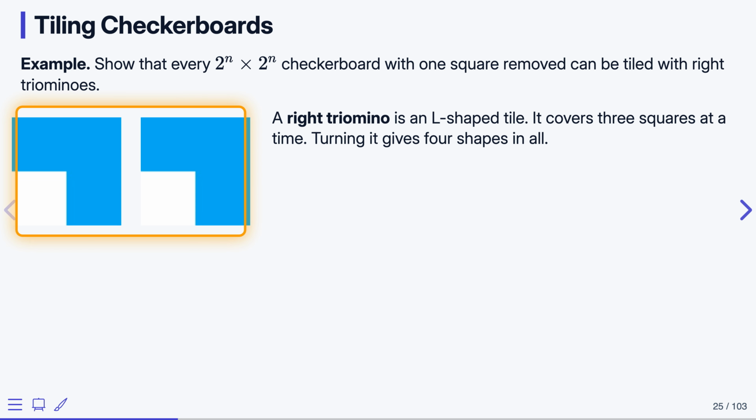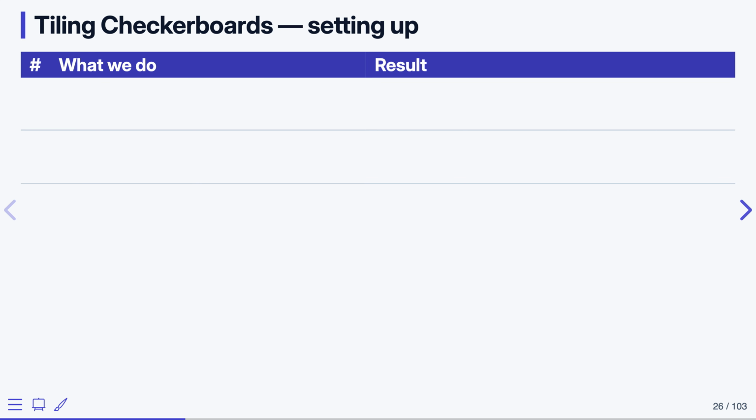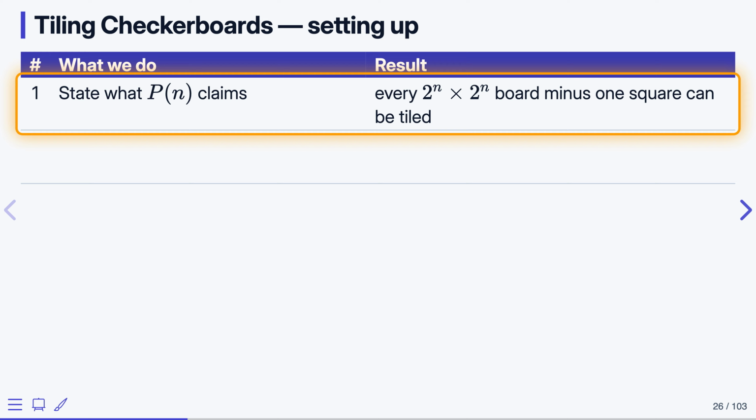Turning the tile gives 4 shapes in all. The two pictures show 2 of them. Let's set the proof up on the next slide. The setup takes 3 lines. Step 1. Write P(n) down.